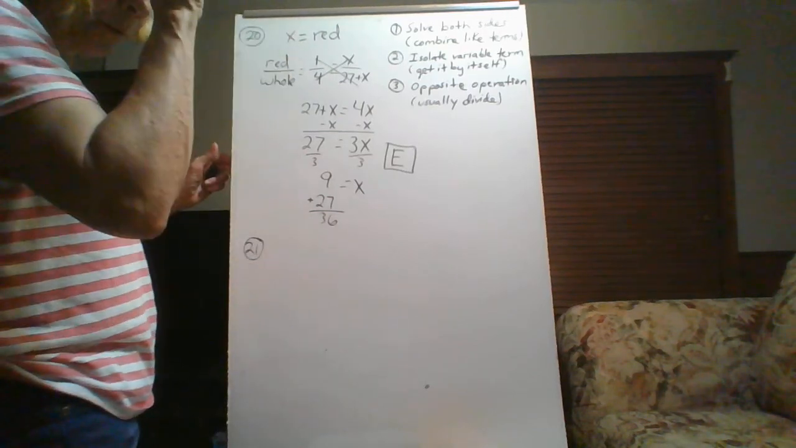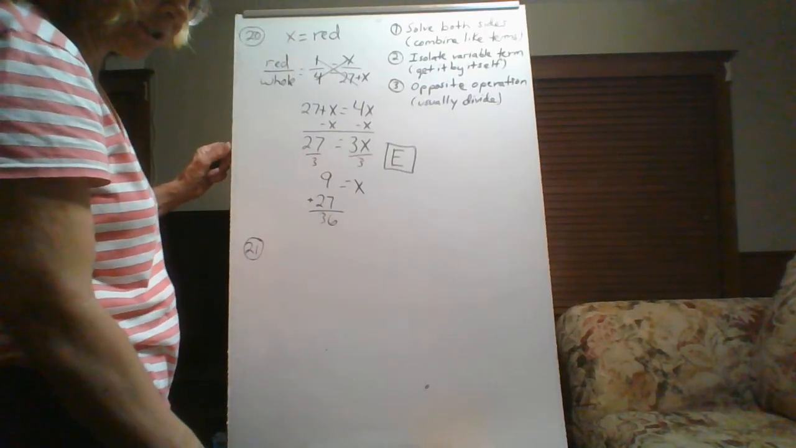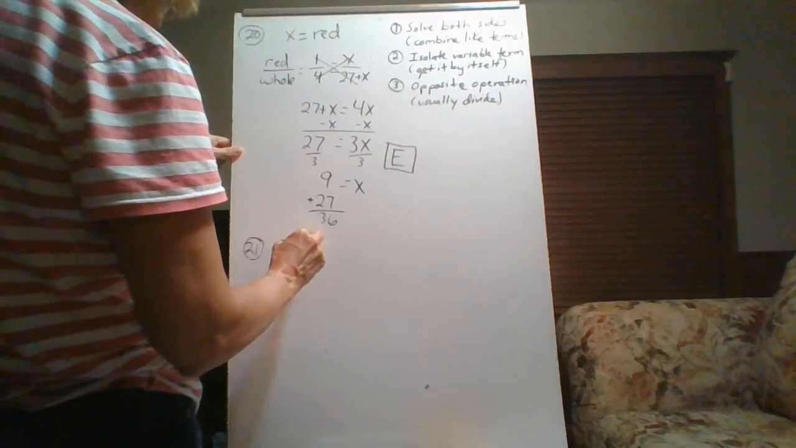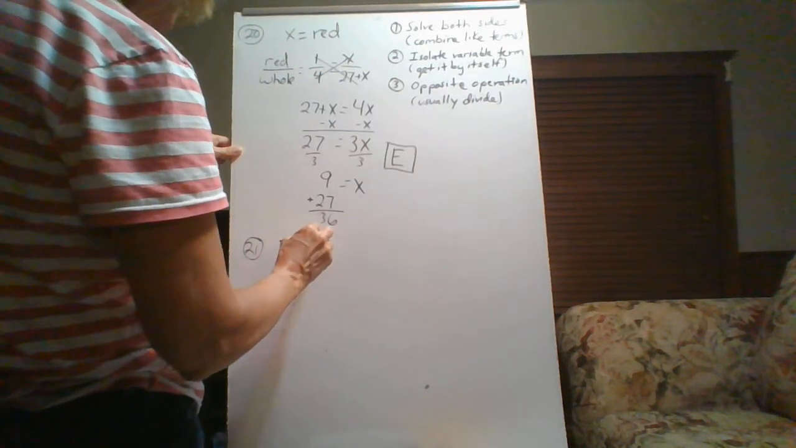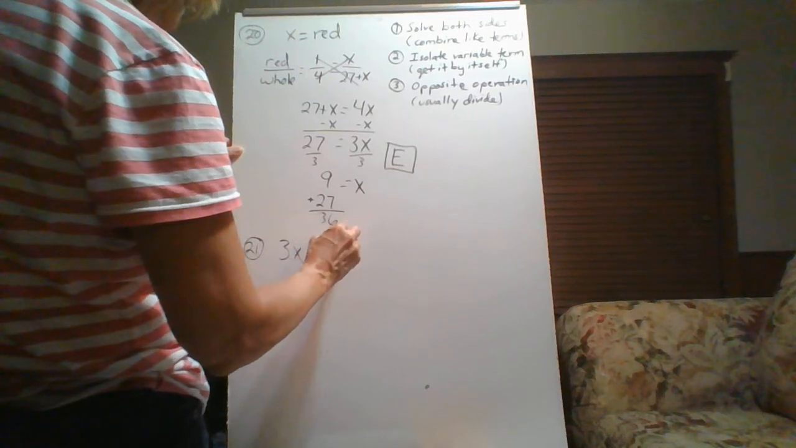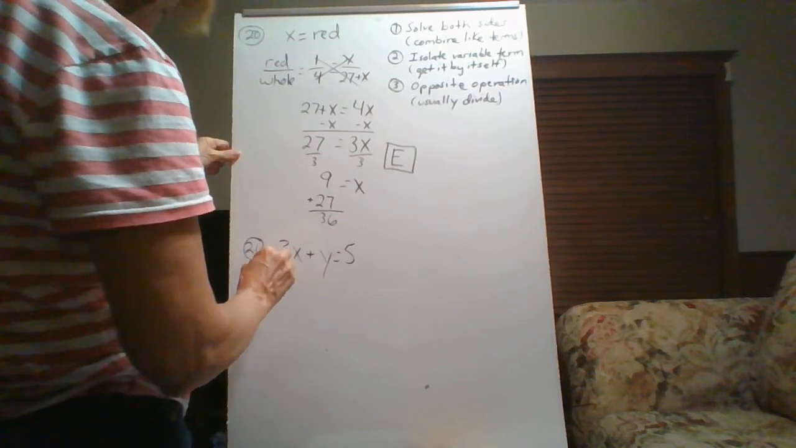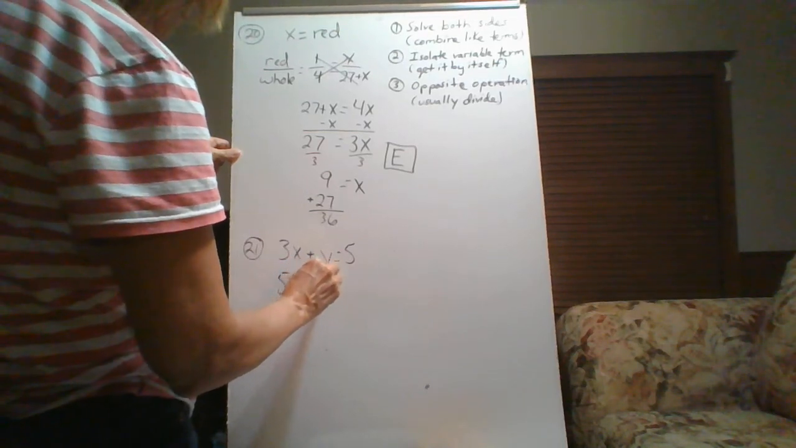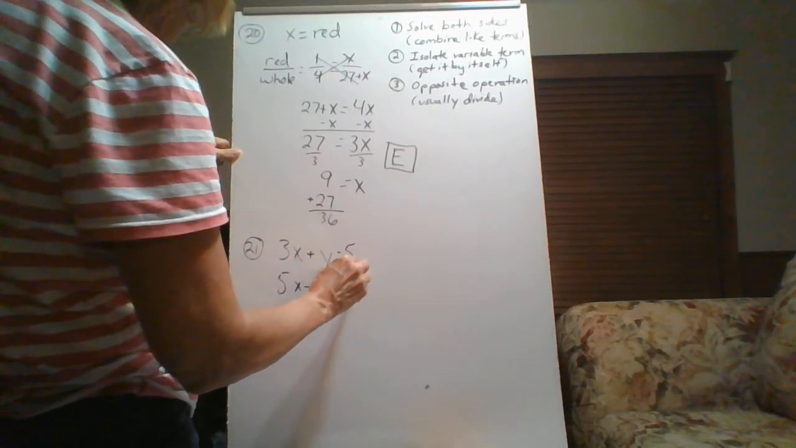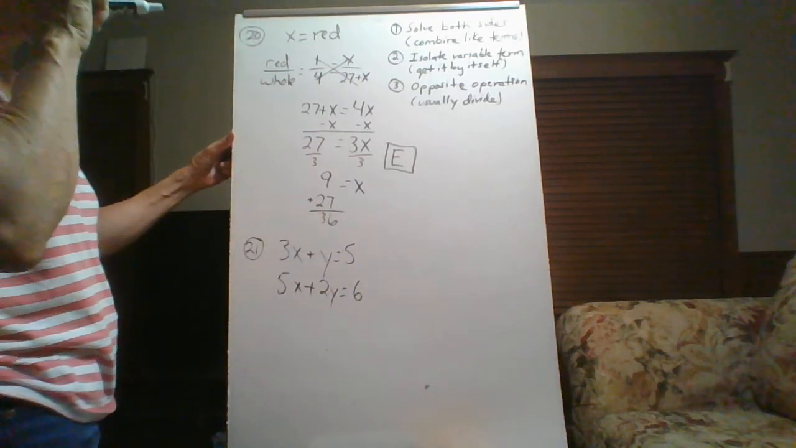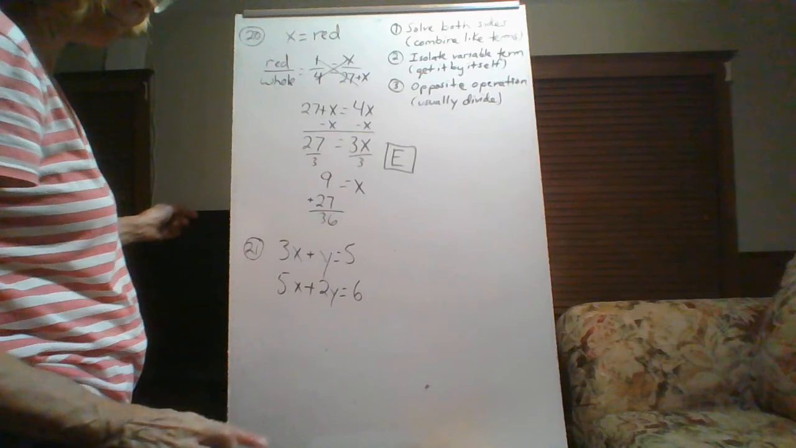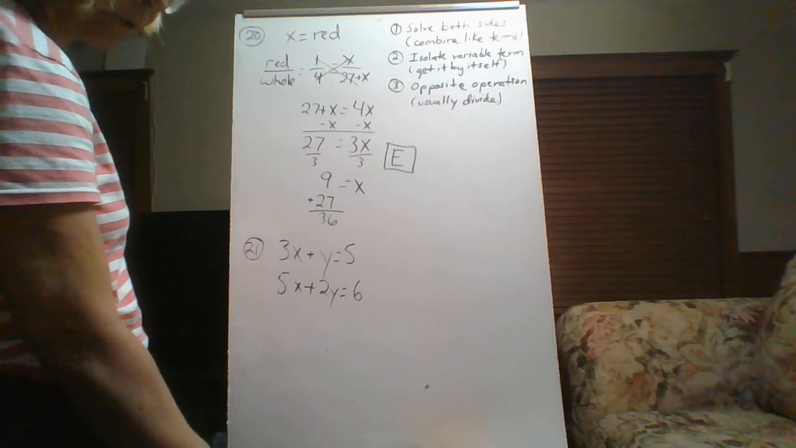Number 21. What is the solution to the system of equations shown below? All right. 3x plus y equals 5, and 5x plus 2y equals 6. Okay, this is kind of like that problem that was 19, where we just had to plug in the points. That's kind of what we're going to do here. We're going to plug in the answer.